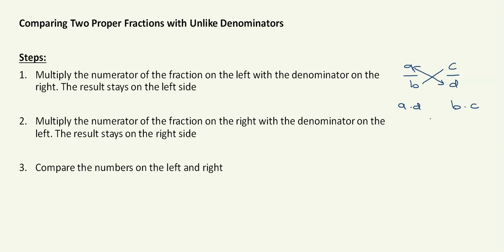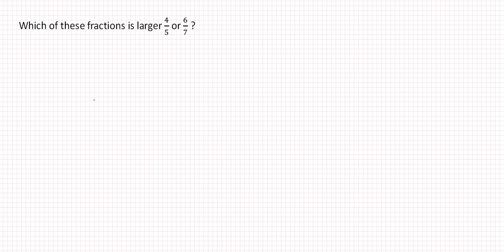And then we're going to compare the numbers on the left and the right to see which one is larger. The one that is larger ends up representing the larger fraction. So let's look at some examples. Which of these fractions is larger, 4 over 5 or 6 over 7?